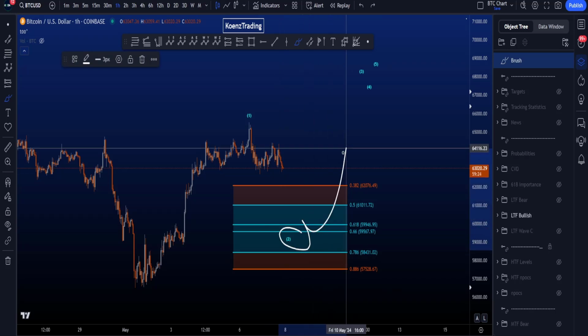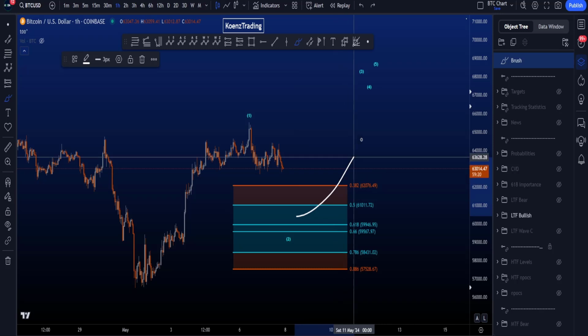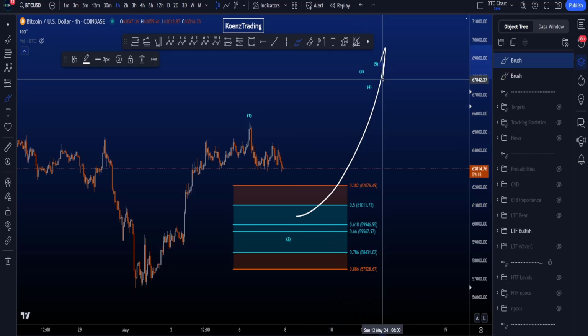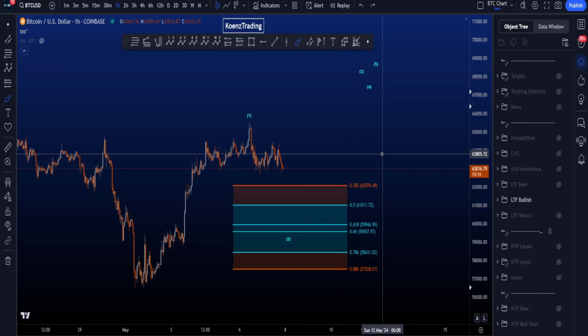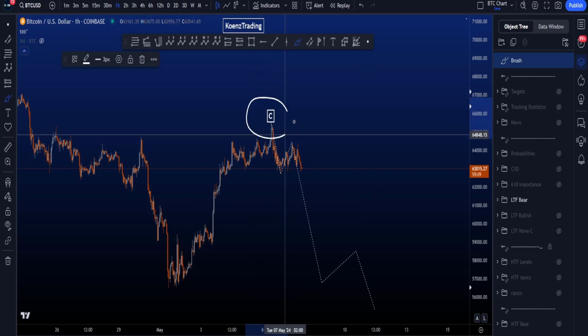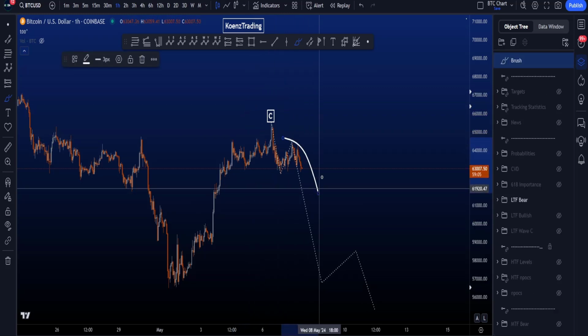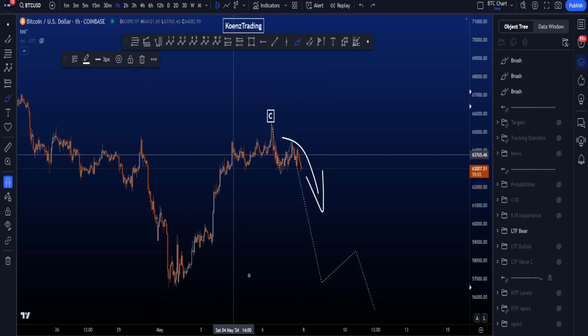After this wave 2, we're going to be looking for a wave 3 to the upside, which should be the most impulsive and strongest wave towards the upside, where you expect price to move towards the higher edges of this range again above 70k. In the bearish scenario, we're labeling this high here as a wave C, and you want to see a move back towards the downside to take the lows.